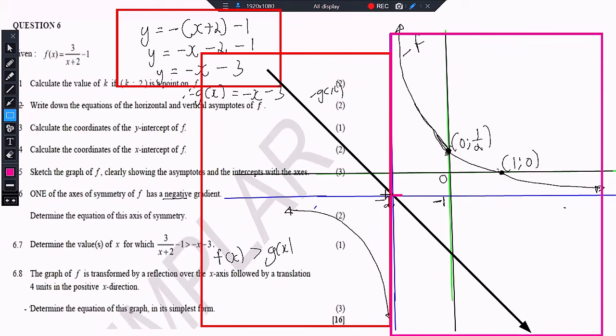So all the values going from the right of negative 2 all the way till infinity, we will always observe that the graph of f will be above the graph of g. So that means our solution for that one here is simply when x is greater than negative 2. So this is where we see the graph of f being above the axis of symmetry with the negative gradient. Okay, so I hope that makes sense. Okay, and then now I can erase all of that. So I only wanted to show you that point.